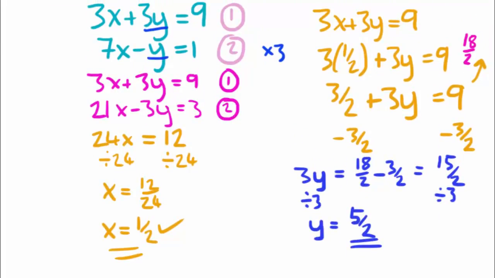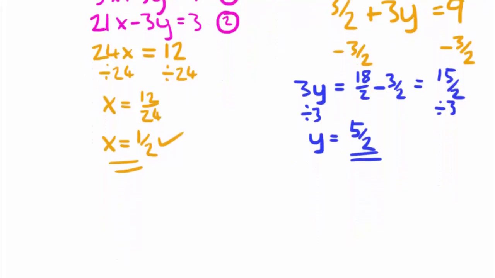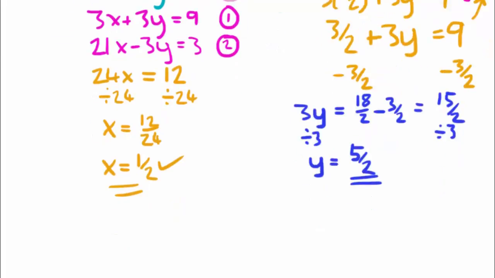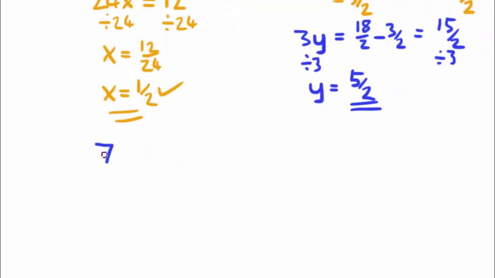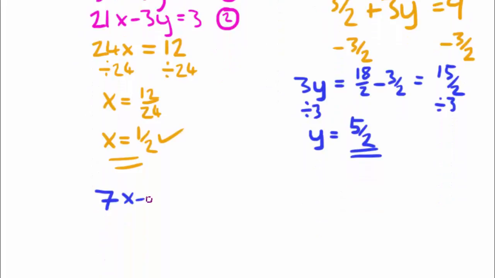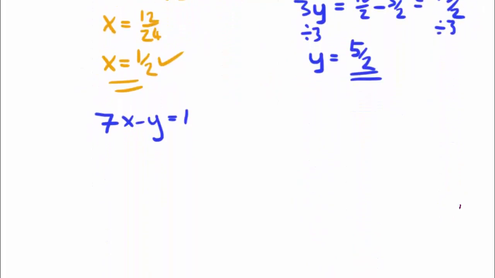Right, so we've now got these two values, but we now actually need to be able to put these values in the equation. So if I choose one, I'm going to choose this equation here. I'll just rewrite it: 7x minus y equals 1. So that's 7 halves minus 5 over 2, that should equal 1, so let's see if it does.